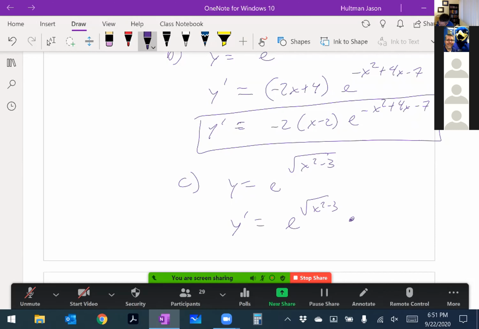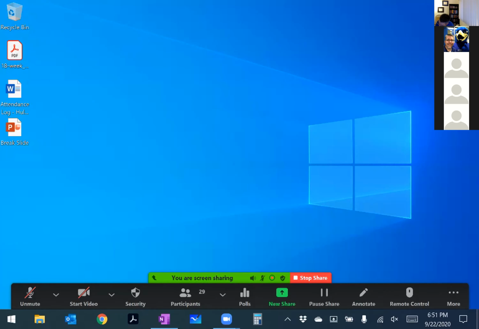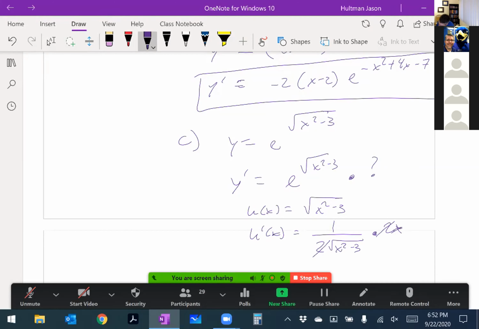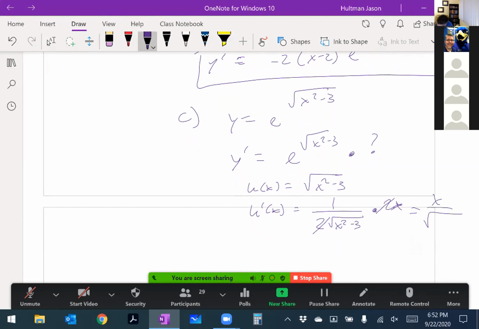Well, that in itself is its own chain rule. Let's see what the derivative of radical x squared minus 3 is. Let's say that u of x is equal to radical x squared minus 3. We want to find u prime of x. This is going to be 1 over 2 radical x squared minus 3, times the derivative of the inside, which is 2x. Those 2's are going to cancel, and I'm left with x over the square root of x squared minus 3.